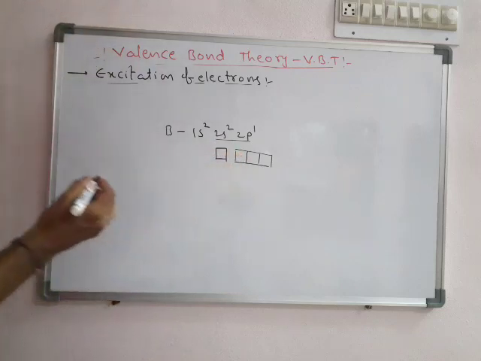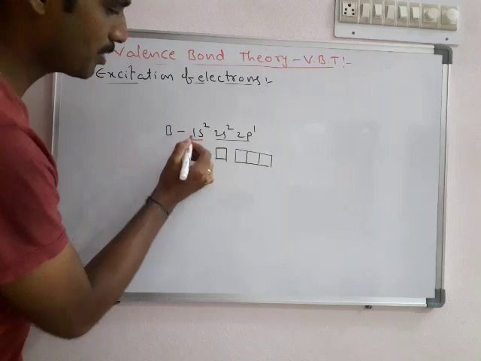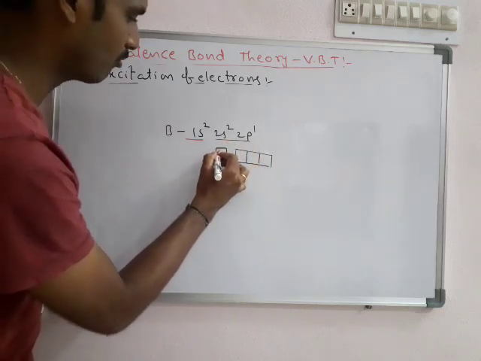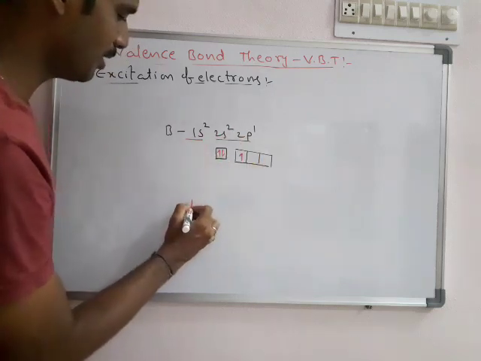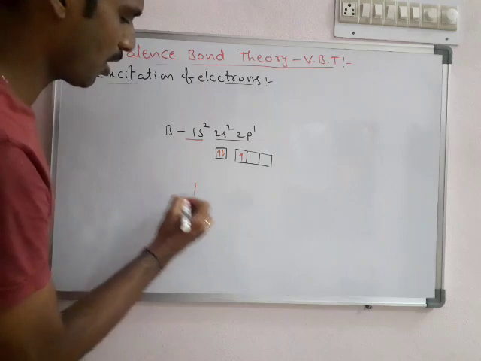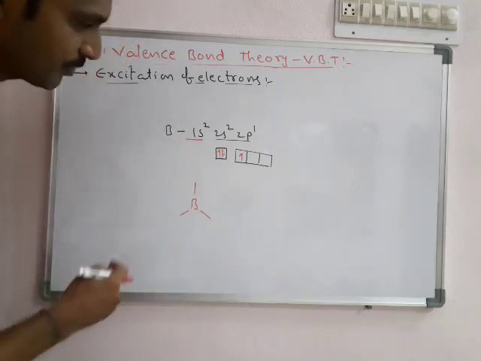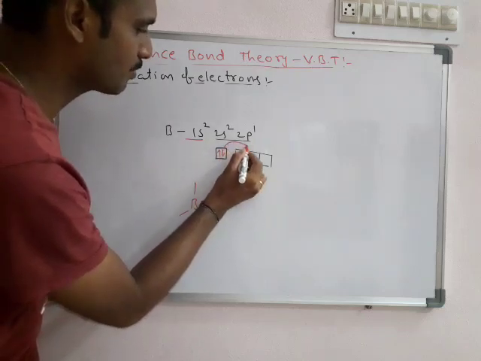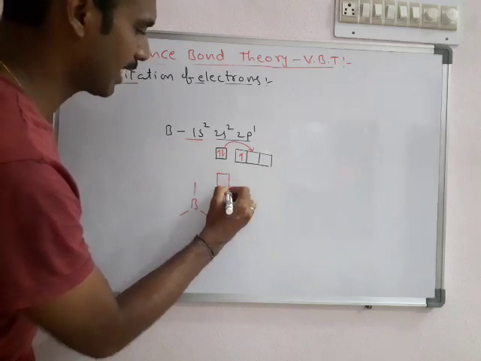So 1s2, 2s2, 2p1. The inner shell does not participate, the outer shell participates. In 2s2 2p1, but generally boron forms 3 bonds. How is it possible? The paired electron is excited to here, and now it becomes like this.